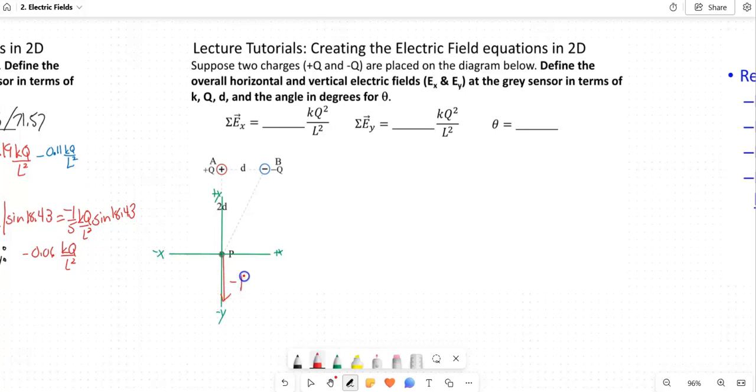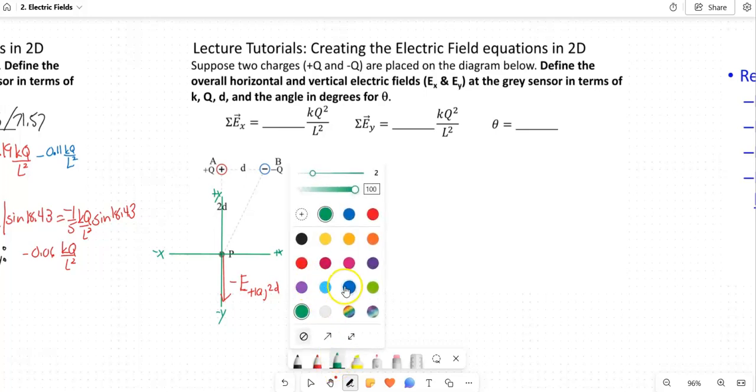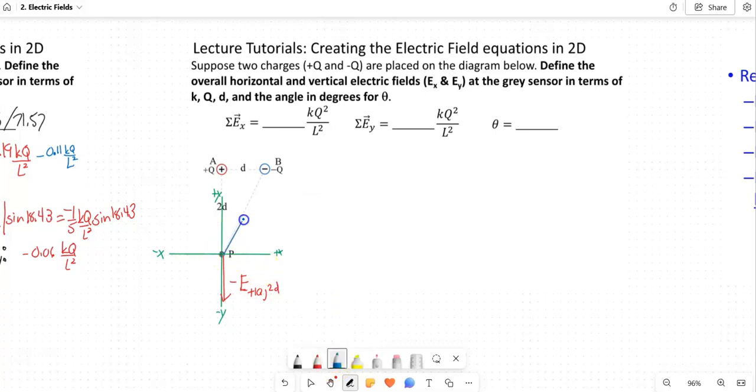So it's going to be negative. It's due to a positive 1q, and it's a distance 2d away. This negative 1q is going to have an electric field pointed up towards it. And we don't know the distance. So let's figure that out.